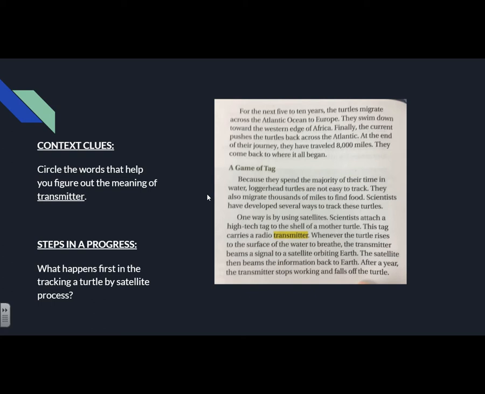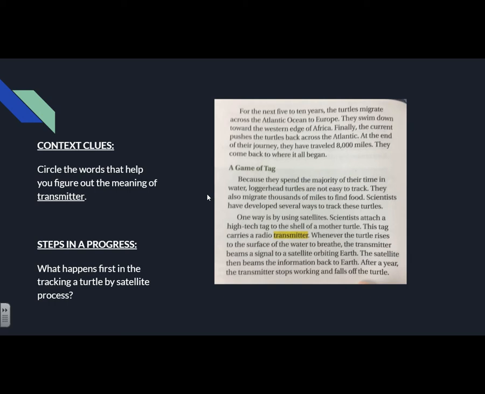All right. So let's see if we can use our context clues to figure out the meaning of the word transmitter, because I don't know what the word transmitter means. So this says this tag carries a radio transmitter. Whenever the turtle rises to the surface of the water to breathe, the transmitter beams a signal to the satellite orbiting Earth. So let me think about this.